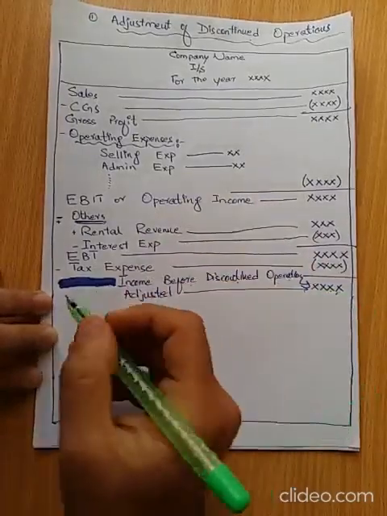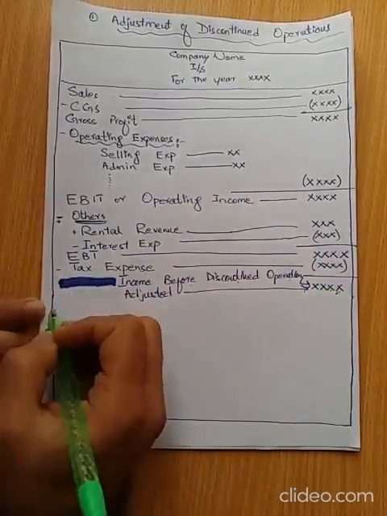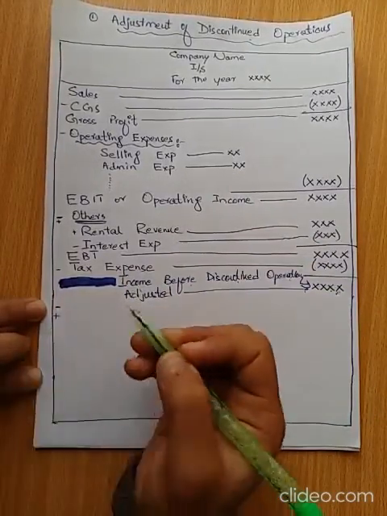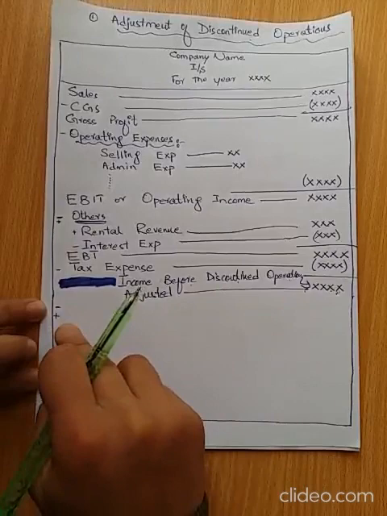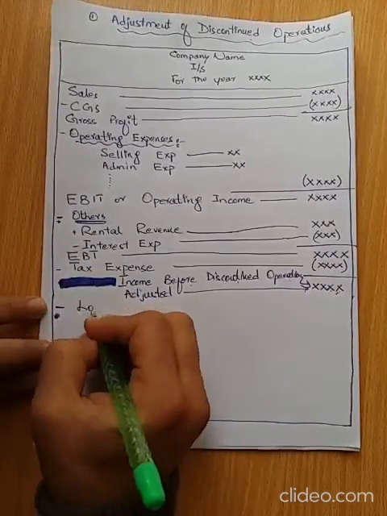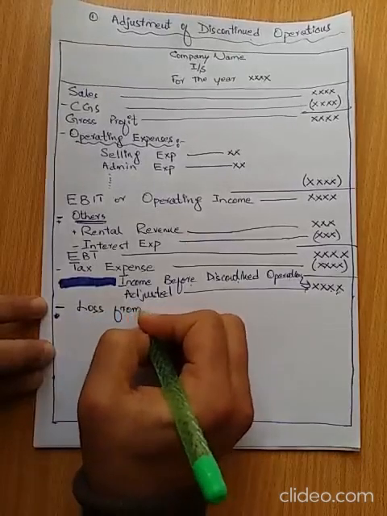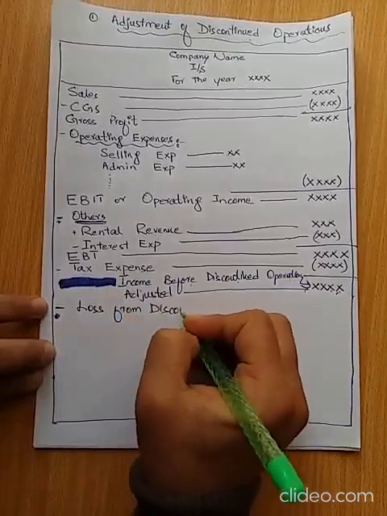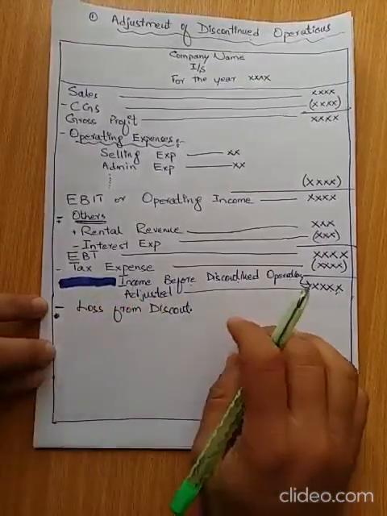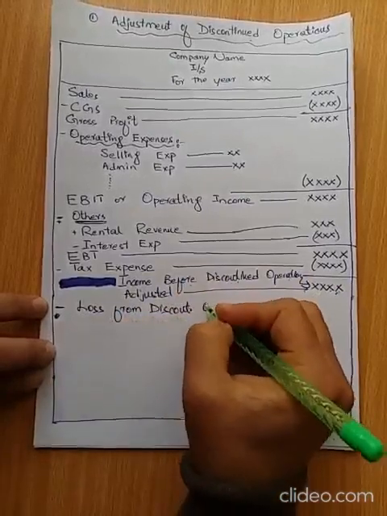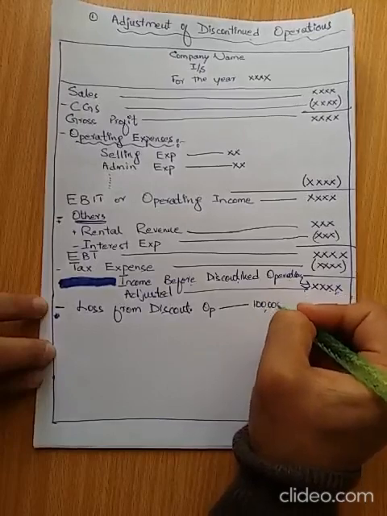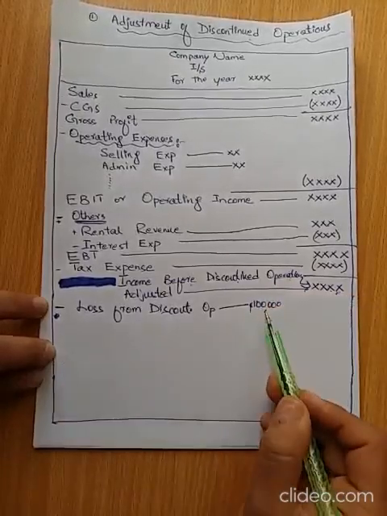And after this, you will write here: if it is a loss, you're going to minus it, and if there is a gain because of discontinued operation, you're going to plus it, okay? So let's say we have a loss. So I will write here minus loss from discontinued operation. I will go for a shortcut to save your time. Let's say the loss we had is $1 lakh. This is our loss, okay?